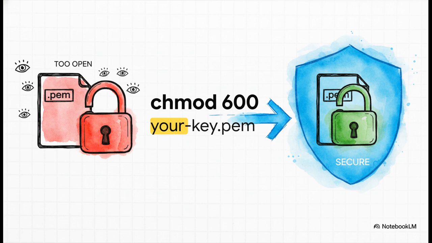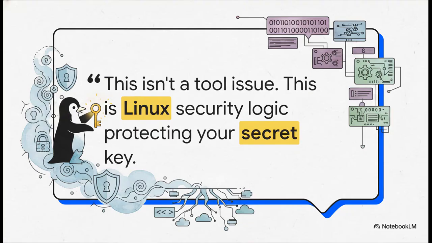All this does is change the file's permissions so that only you, the owner, can read it, nobody else. And this is just a brilliant moment because it teaches you something huge. By understanding this error, you're not just learning a command, you are learning the fundamental security logic of the Linux operating system itself. This is what it means to start thinking like an engineer.